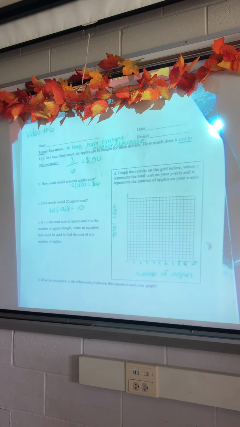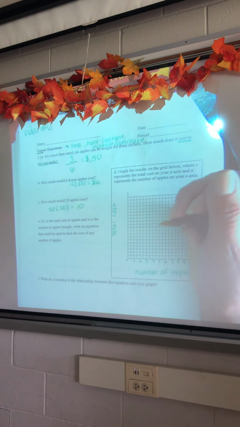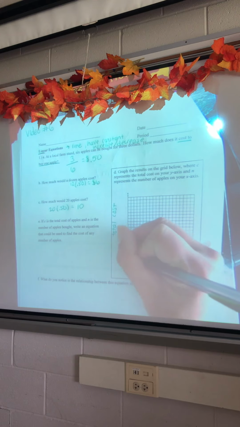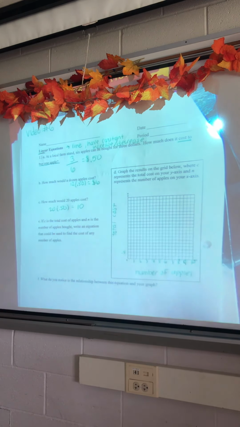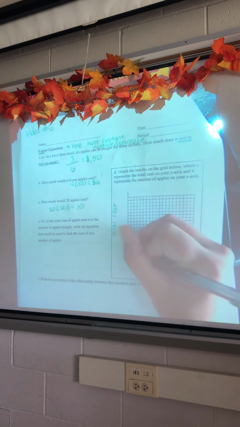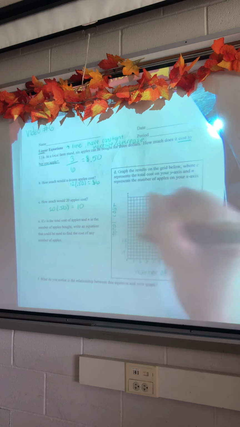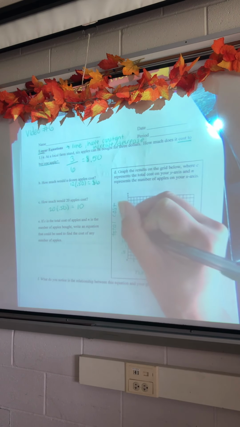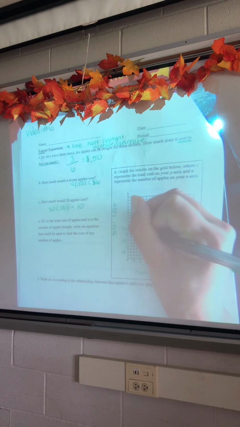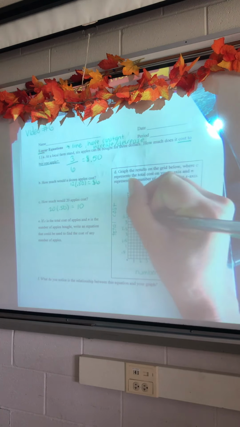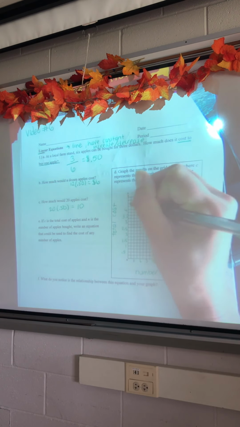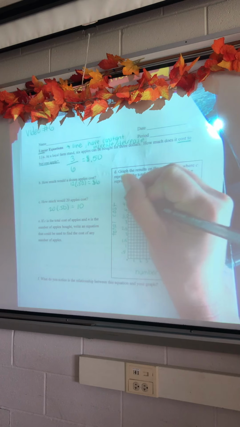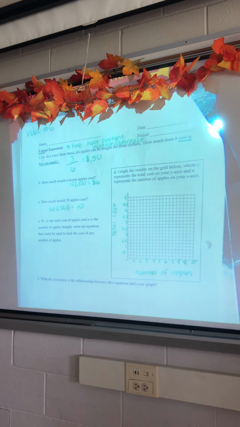And then we said each apple costs 50 cents. So on my y-axis, I'm going to count by 0.5. So again, I'm going to skip a box. So if I skip a box on the x-axis, then I need to skip a box each time on my y-axis. So 0.5, 1, skip a box, then 1.5, skip a box, 2, skip a box, 2.5, skip a box, 3, skip a box, 3.5. We're going to continue that pattern. And you should be able to get up to 5 on the top line of your y-axis.